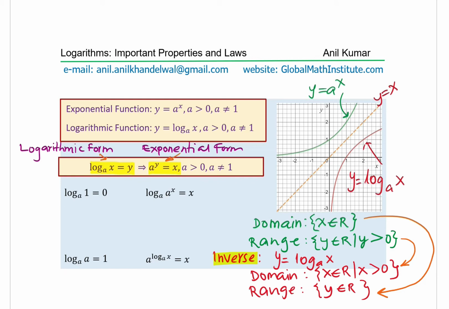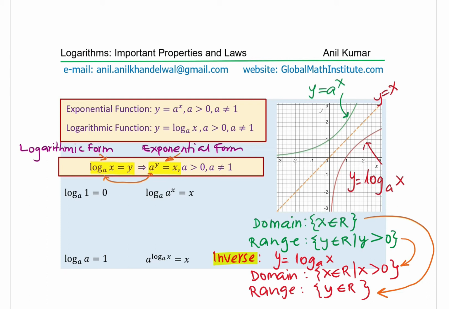So see, once again, look at the two forms. So the a, the base is base. Do you see the base? A and a are same. So base to the power of y is equal to x. And that is how we kind of link the two forms. Now here are the rules.